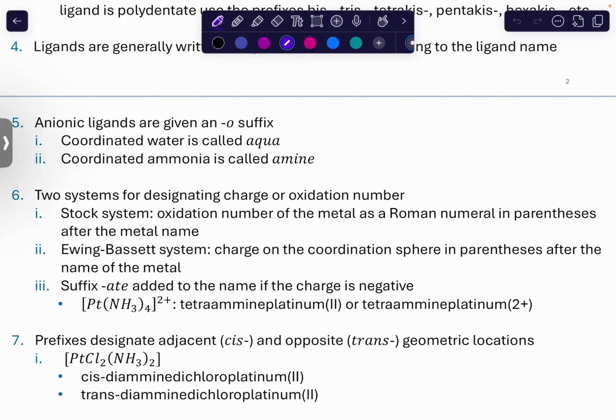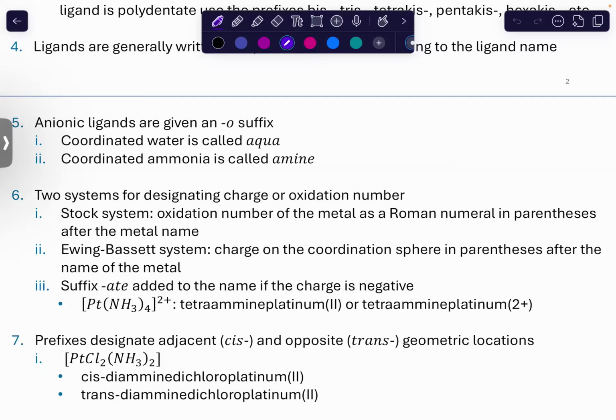Two systems for designating charge or oxidation number. We've been using the Stock system, where the oxidation number of the metal is a Roman numeral in parentheses after the metal name. However, there's also the Ewens-Bassett system, which can be a little more straightforward. Charge on the coordination sphere is put in parentheses after the name of the metal. Remember we had the brackets with a 2+ at the top? You could put cobalt, parentheses 2+. So you could do it that way too.